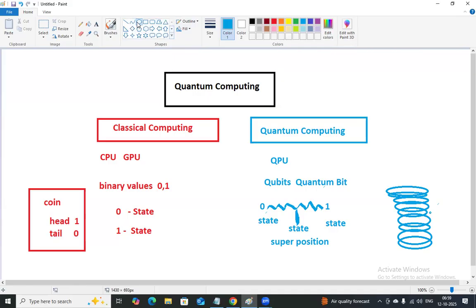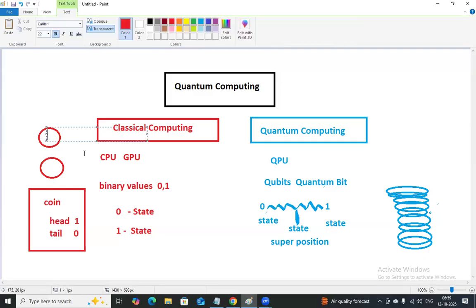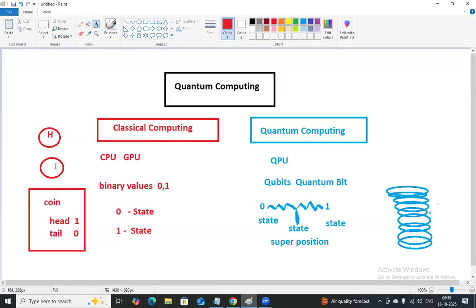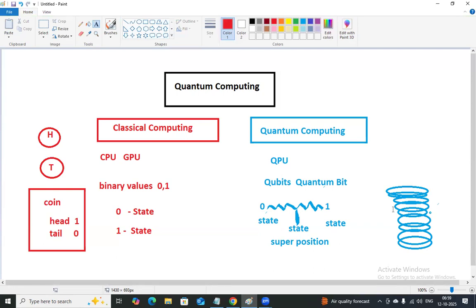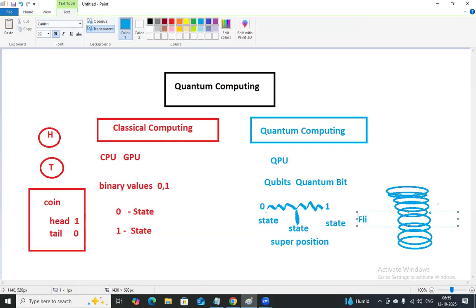But here, the coin may be head or tail. Finally, we have two states only. Sometimes it may be head, sometimes it may be tail. But here there is also a state called the flipping state. In quantum computing, this flipping state is the superposition.